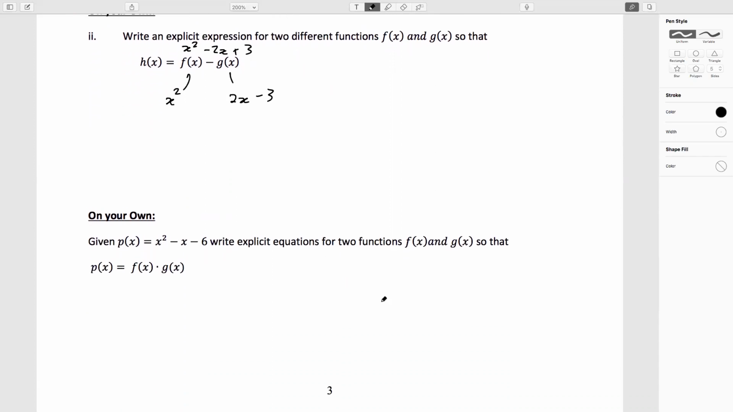On your own, given p of x is x squared minus x minus 6, write the explicit equations for two functions f and g so that p of x equals f times g of x. So we're given an equation, x squared minus x minus 6, and we need to figure out what two functions are multiplied together to create that function. Sounds a lot like we need to factor p of x. If we do that, p of x equals x squared minus x minus 6, which can be written as (x minus 3) times (x plus 2).